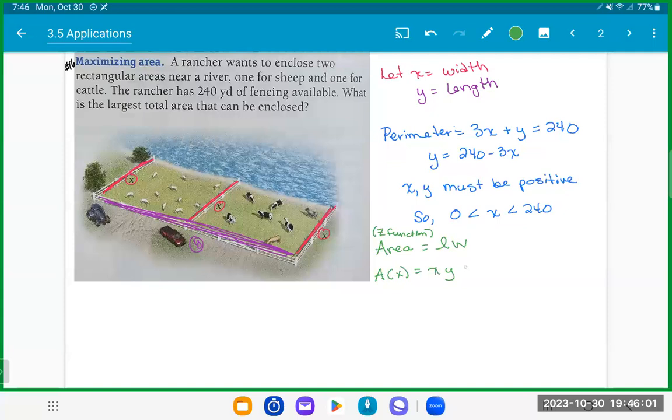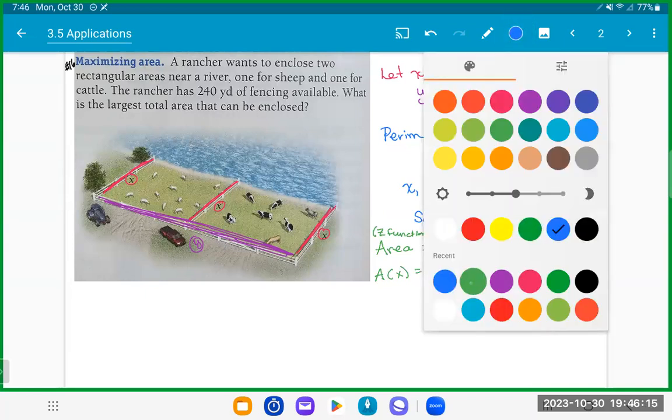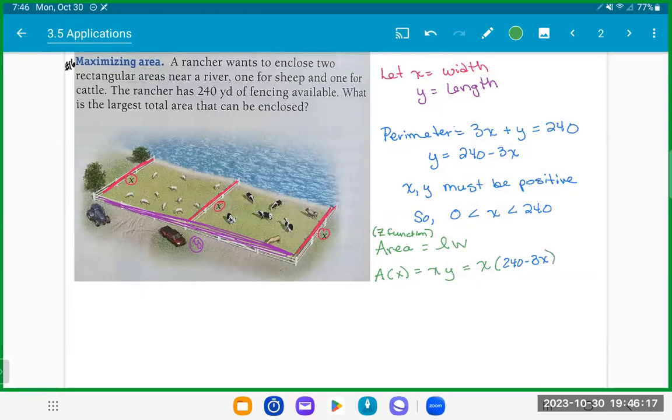So we can then substitute in what we know about y. So this is x times, let me go ahead and put this in blue here so you can see that 240 minus 3x is coming from above. Okay, we already calculated that. So when I simplify this, I get 240x minus 3x squared.